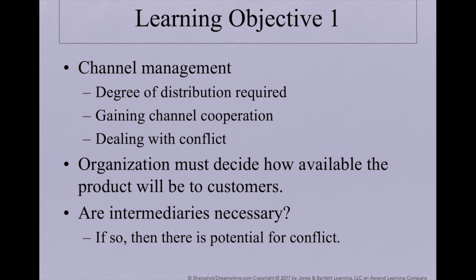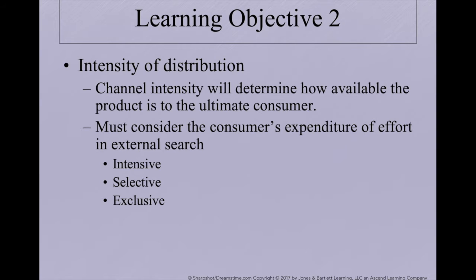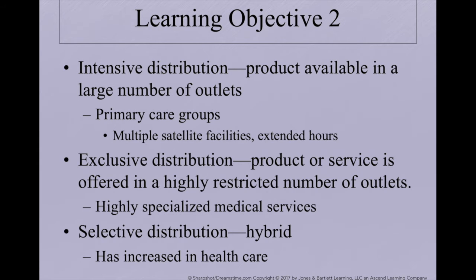Organizations must decide how available the product will be to consumers. Channel intensity will determine how available the product is to the ultimate consumer. Must consider the customer's expenditures of effort and external search. Three different areas within this are intensive, selective, and exclusive. Intensive distribution is a strategy typical of consumer goods manufacturers. The product is available in a large number of outlets and includes consumer products such as chewing gum and cigarettes. In healthcare, it would be your primary care clinics.